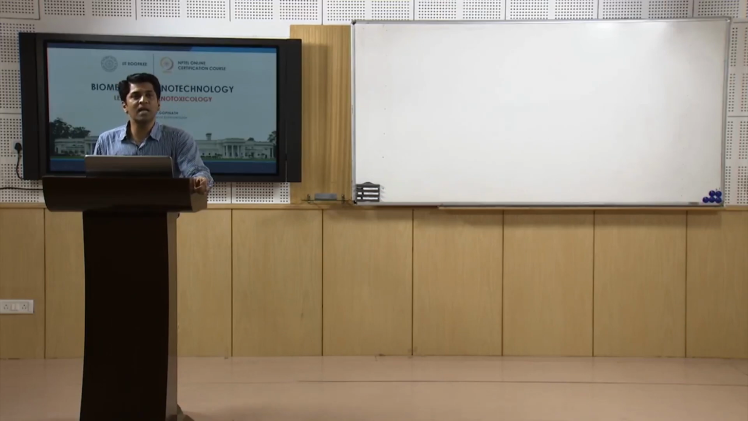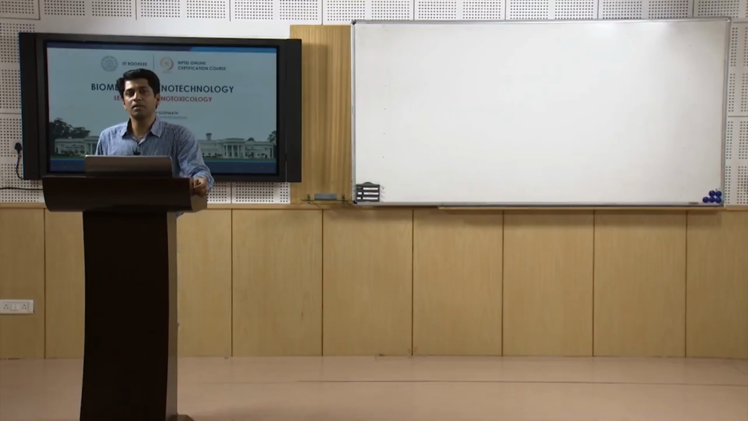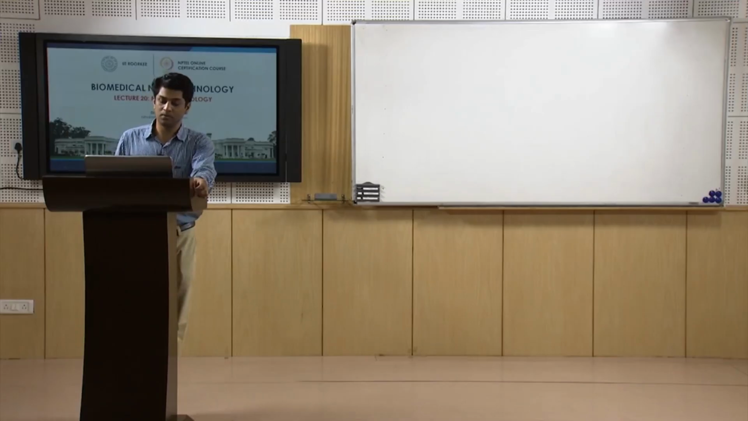So from this example you can understand that based on the method by which you are giving the carbon nanotube dosage to these animals, the results also varied. Okay. So when you instill these carbon nanotubes, the rats died. When the carbon nanotubes are inhaled by the rats, only the immune suppression happened.